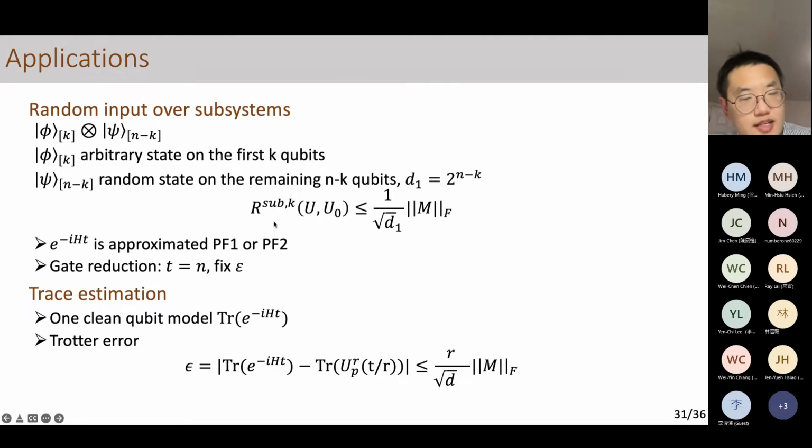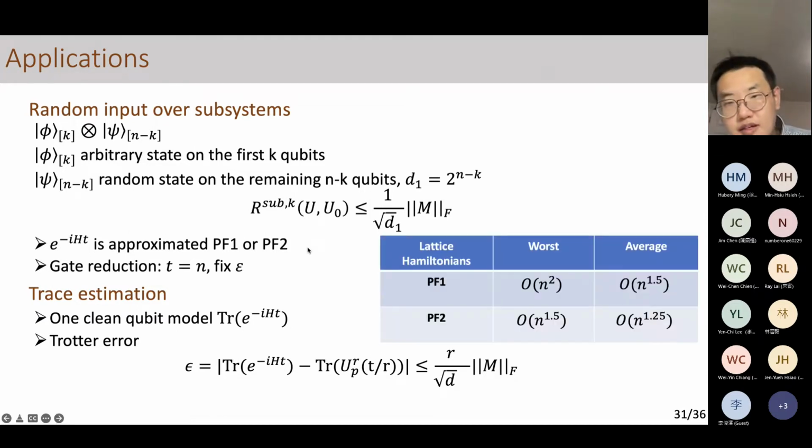We can show that in this case, the average performance can be bounded by the Frobenius norm of M, but over another normalized parameter. This normalized parameter, the dimension D, is related to the random subsystem. In this case, D is for the n-1 qubits. So if this evolution is approximated by different product formula methods, first order or second order, then we will have a different degree of improvement.